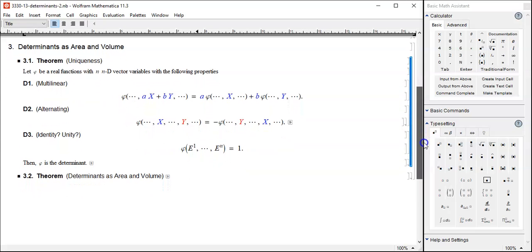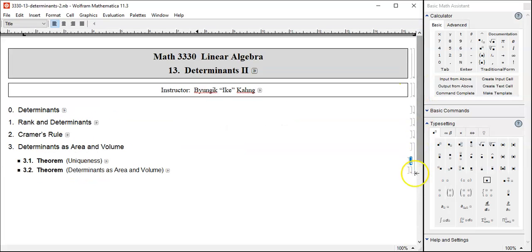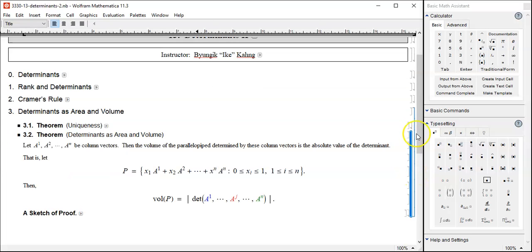Here's a reminder. Let phi be a real function with n-dimensional vector variable with the following properties: multilinear, alternating, and identity property. Then this is determinant. The proof is too complicated and too deep, so I'm not going to do it. But remember this uniqueness because we're going to be using the uniqueness to explain the areas and volume kind of thing.